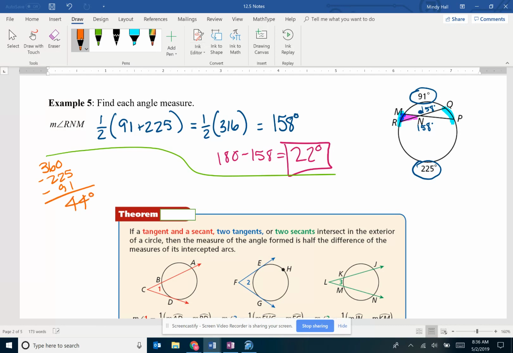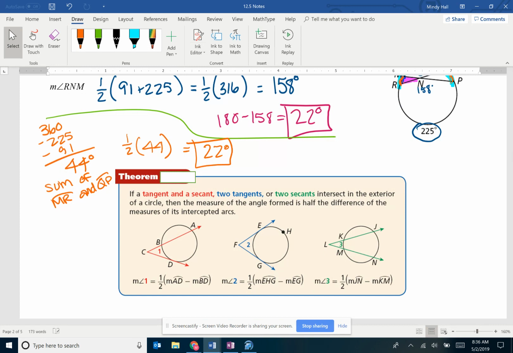So because I have 44, even though I don't know how much of that 44 is QP and how much of it is MR, it doesn't matter because we still want just half of that sum. So this 44 is the sum of the arc MR and QP. So then I'm really just doing 1/2 of 44, which is 22 degrees. So whichever method you prefer, I'm fine with either. But just make sure if you use the method in the orange that the arcs that you subtract will give you just the sum of the arcs that you need.